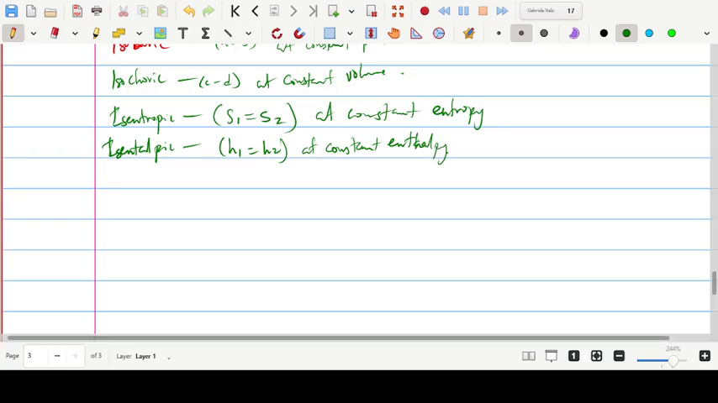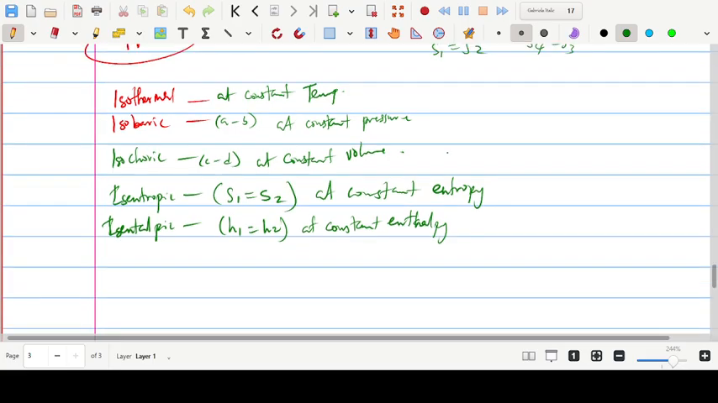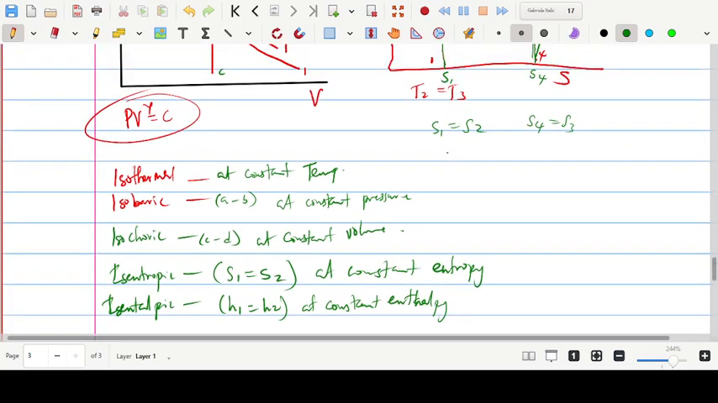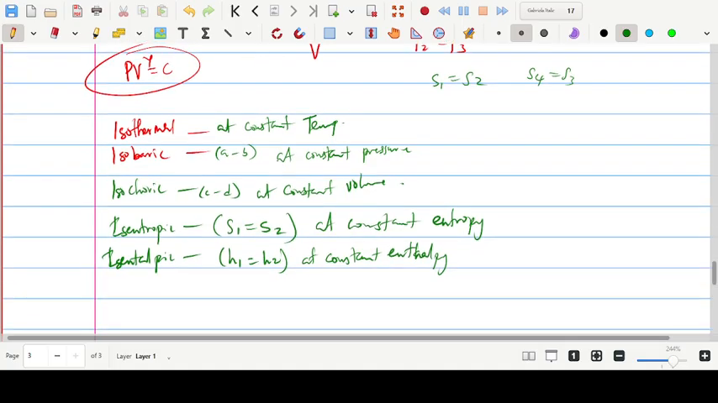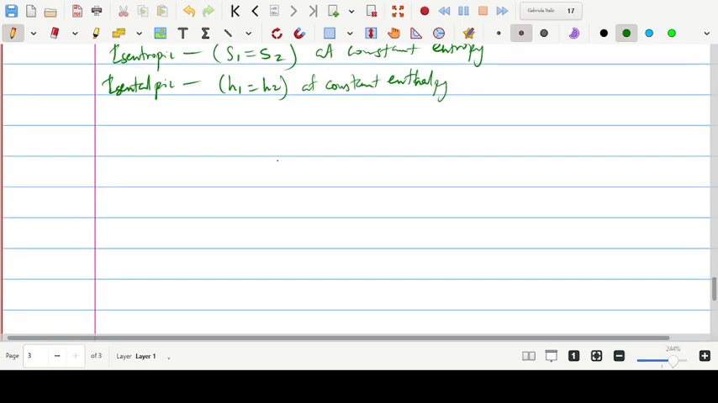So these are the things that you must understand. We have isothermal, that's at constant temperature. Isobaric at constant pressure. Isochoric is at constant volume. Isentropic at constant entropy. Then isenthalpic, it is at constant enthalpy.